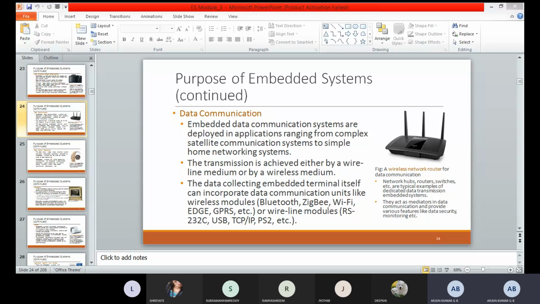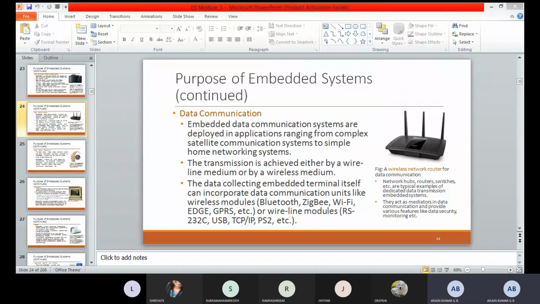Wired is nothing but using LAN connections. There is LAN, there is WAN. Through these wires only we can transmit the data between the two systems, or it may be wireless. What we are using the mobile for now, you can transmit the data. Data is nothing but some messages that will be transmitted through this wireless communication between the two users.